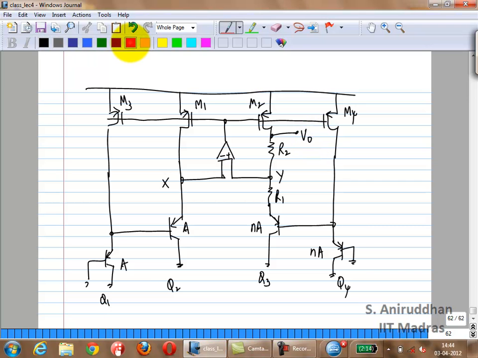If you look at it, functionally it does the same thing. This feedback loop makes sure Vx equals Vy. Correct? If Vx equals Vy, what is the voltage across R1? 2 delta VBE. Correct? So this current becomes PTAT. And what are you doing? You are doing the same thing as before. You are adding 1 VBE, 2 VBE to that, and then adding some PTAT current times some resistance.